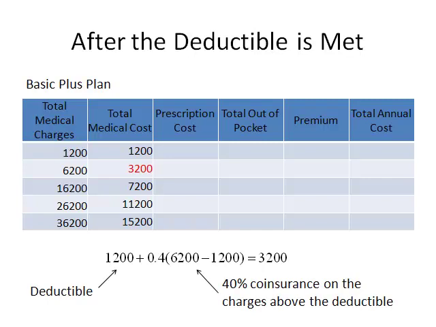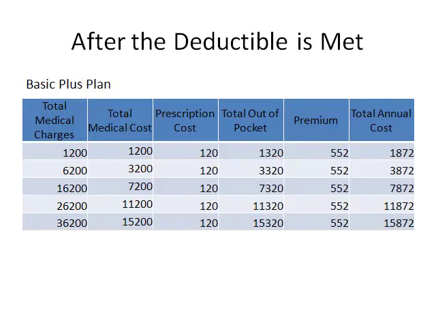For instance, let's examine the amount paid by the insured when there are $6,200 in medical charges. At this level, the insured pays the deductible plus 40% of the charges above $1,200. This amounts to $3,200. The other entries in the column are calculated in a similar manner. Once we have these costs, we fill in the rest of this section of the table as before.